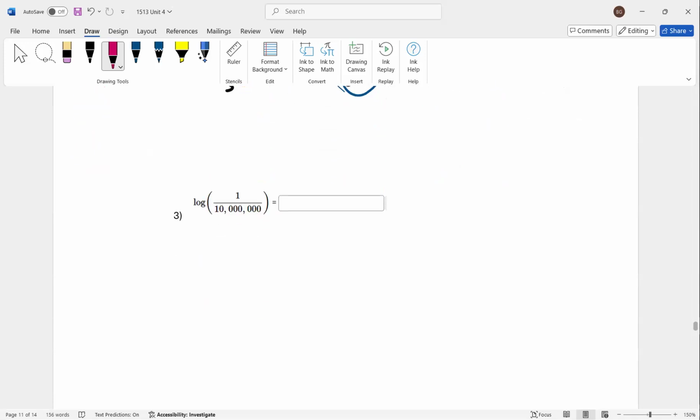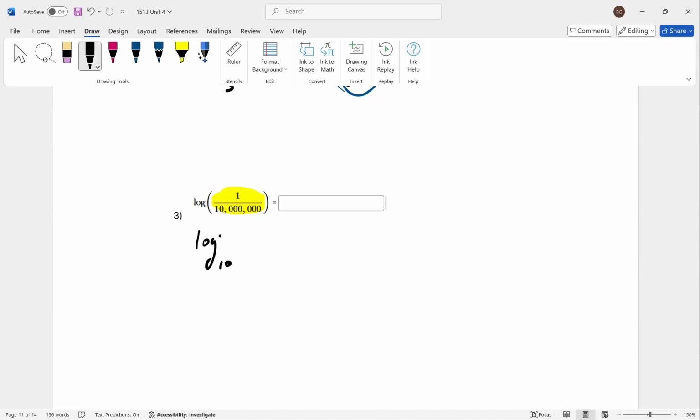Number 3, the expression is a log. What's the base, guys? Do you see the base? It's 10. Yes, we don't see it because it's a common log. It's defaulted as 10, okay? And this whole thing is the argument, okay? Base is 10. The argument is actually also closely related to 10.